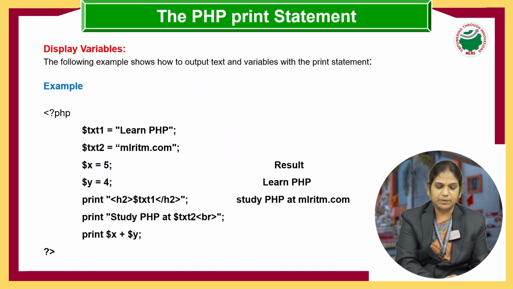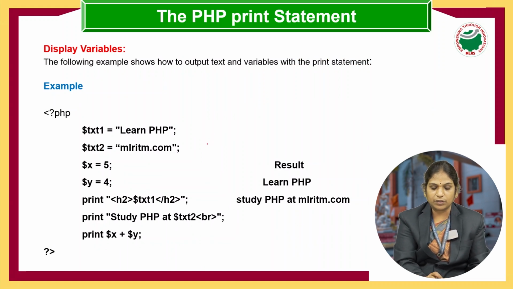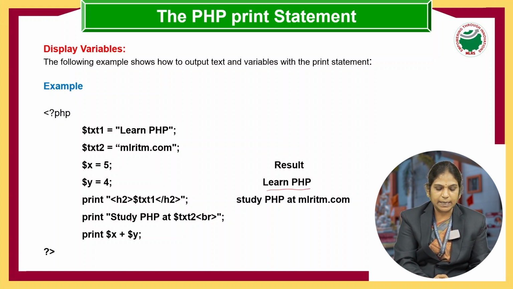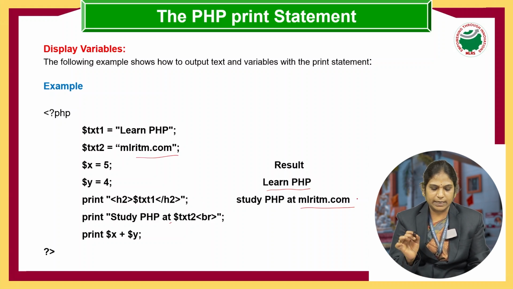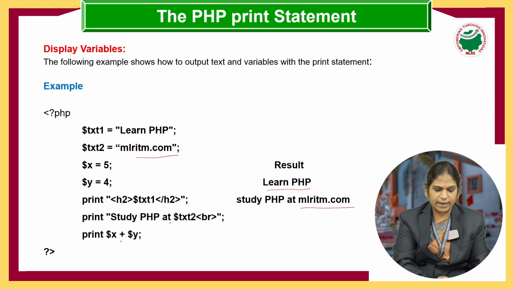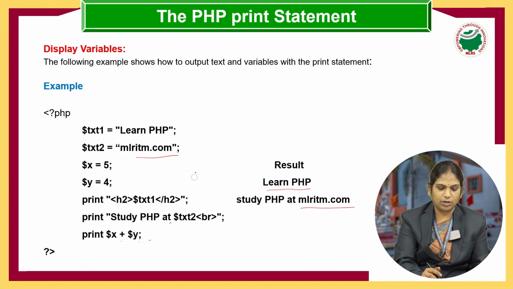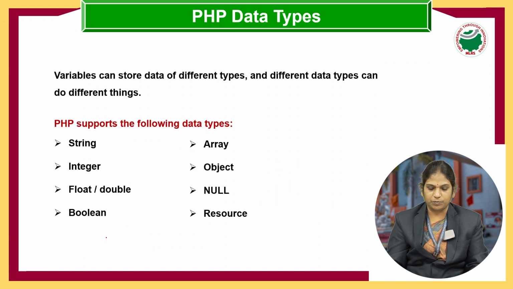And display variables: txt1 equal to learn PHP, txt2 equal to mlritm.com, $x equal to 5 and $y equal to 4. So here printed h2 txt1, what is the value? Learn PHP. So learn PHP will be displayed as the output. Study PHP at txt2. What is the value in the txt2? mlritm.com. And print $x plus $y. It is going to be printed as $x plus $y, that is 9 as the output.